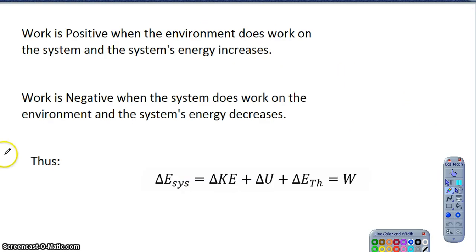So another perspective of this, so again, kind of what I said there at the end of the last slide. Work is positive when the environment does work on the system and the system's energy increases.